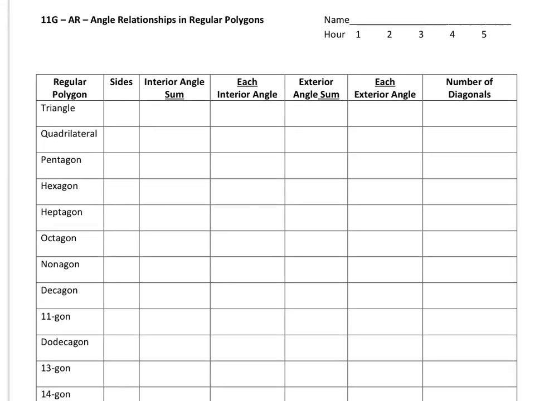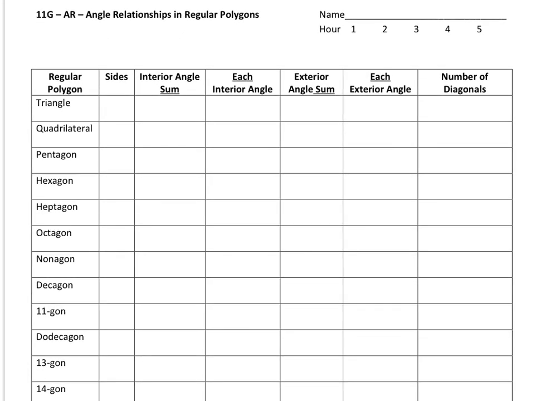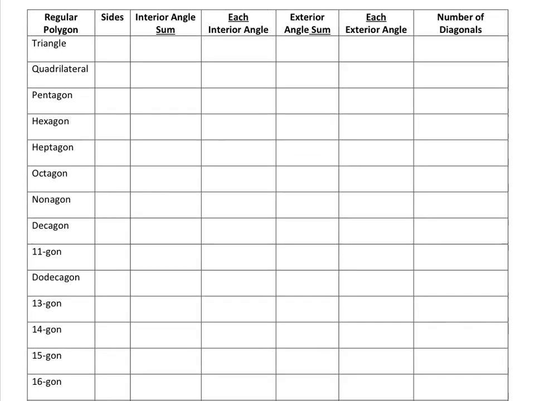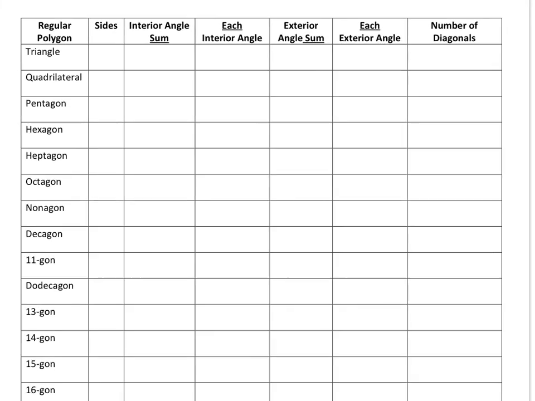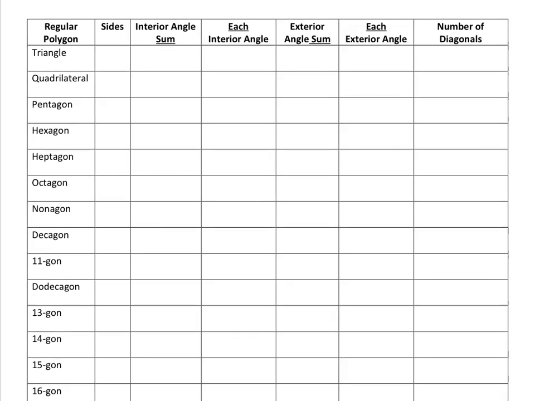Okay, this video is for 11G-AR, angle relationships in regular polygons. So on the front side of this worksheet, they've given us a list of all polygons from 3 sides, which is a triangle, all the way down to 20 sides. And they want us to fill out answers to each of these polygons based on the number of sides, the interior angle sum, each interior angle measure, exterior angle sum, and each exterior angle measure, as well as the number of diagonals. So let's take a look and fill in the row for the pentagon.